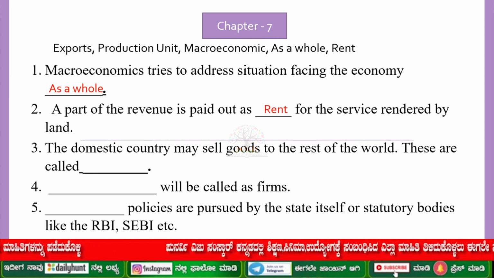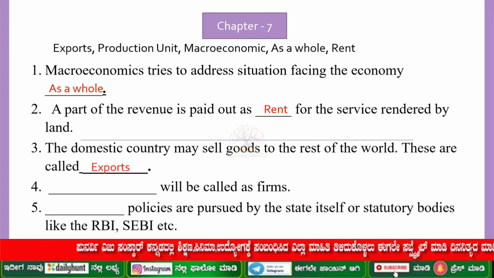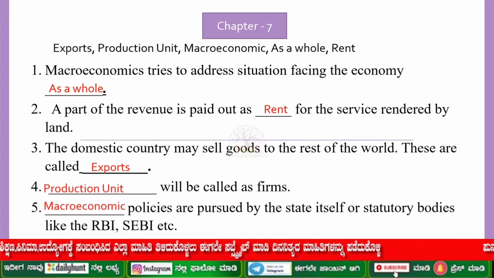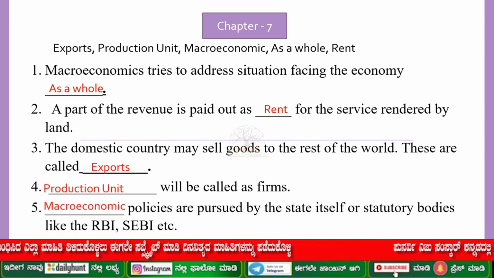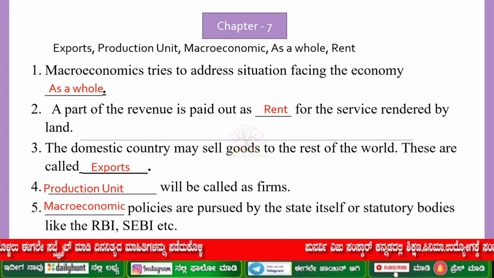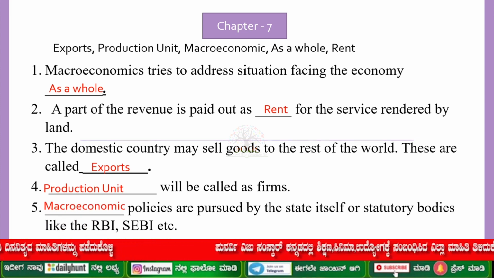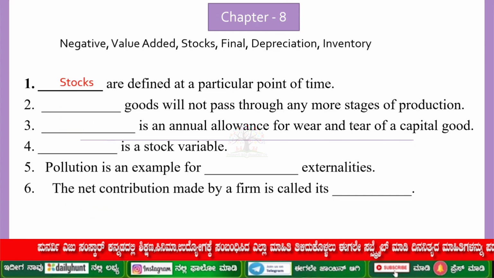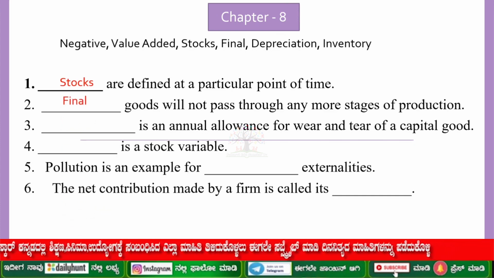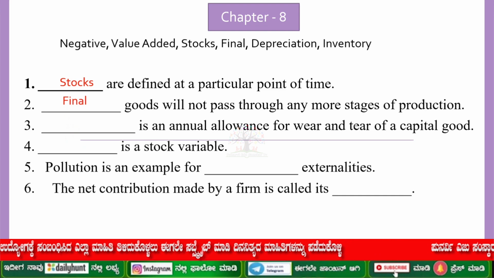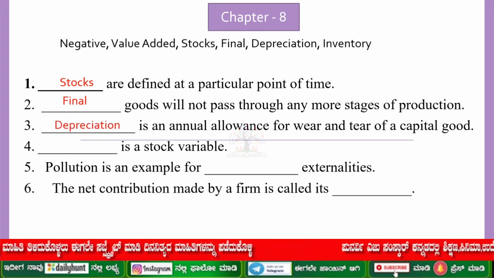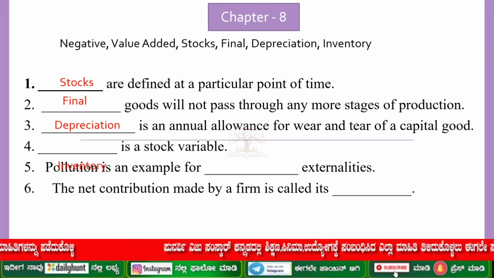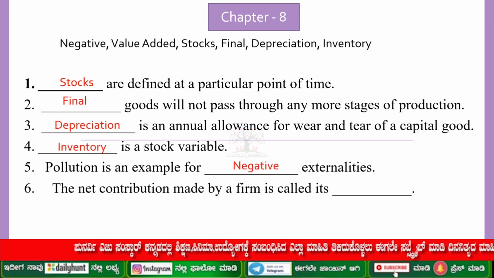The domestic country may sell goods to the rest of the world. These are called exports. The production units will be called as firms. Macroeconomic policies are pursued by the state itself or statutory bodies like RBI, SEBI, etc. Stocks are defined at a particular point of time. Final goods will not pass through any more stages of production. Depreciation is an annual allowance for wear and tear of capital goods. Inventory is a stock variable.